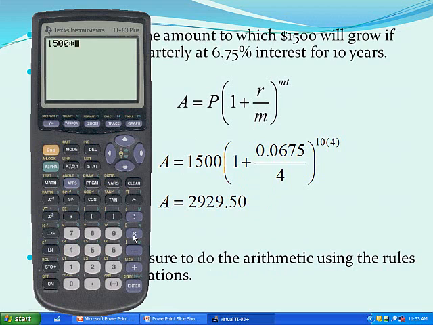1500 multiplied with, then we need to start with a parenthesis, 1 plus 0.0675 divided by 4, and then you close the parenthesis, power key. Notice that 10 times 4 needs to be in the exponent. So we need to start another parenthesis here. Parenthesis 10 multiplied with 4 and close that parenthesis. If you press enter, we will get the answer 2929.50.